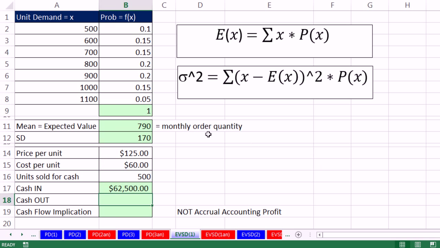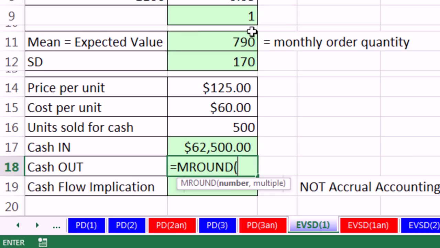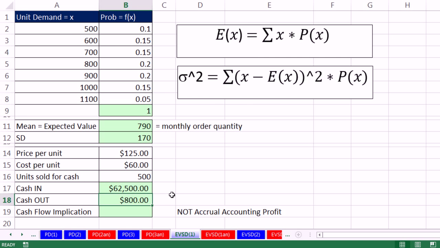But remember, we went ahead and ordered this 790, and I'm actually going to round it to 800 using MROUND. Now, MROUND is not normal rounding, because if I click on this number right here, comma, the multiple, I say round to the nearest whatever. I'm going to put 100. If this number was 749, it will go down to 700. If it's 750 or above, it goes up to 800. That's what MROUND does.